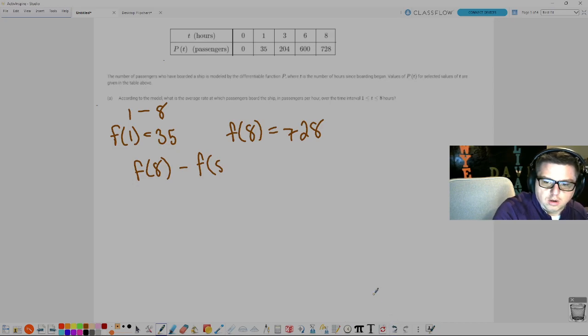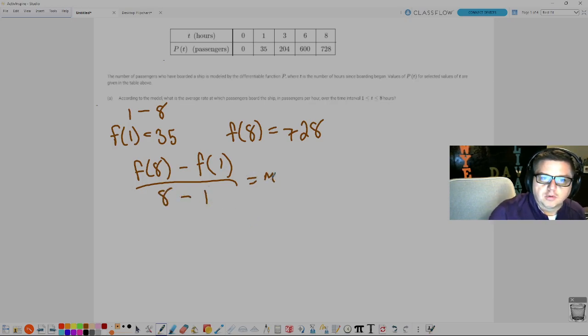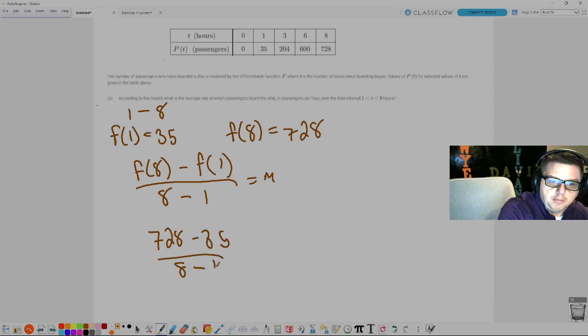over 8 minus 1. That should be a 1, not a 5. And this would be our slope. So substitute our numbers in: 728 minus 35, and then 8 minus 1, still a slope. When we calculate that, that should be 693, if I did the math correctly.